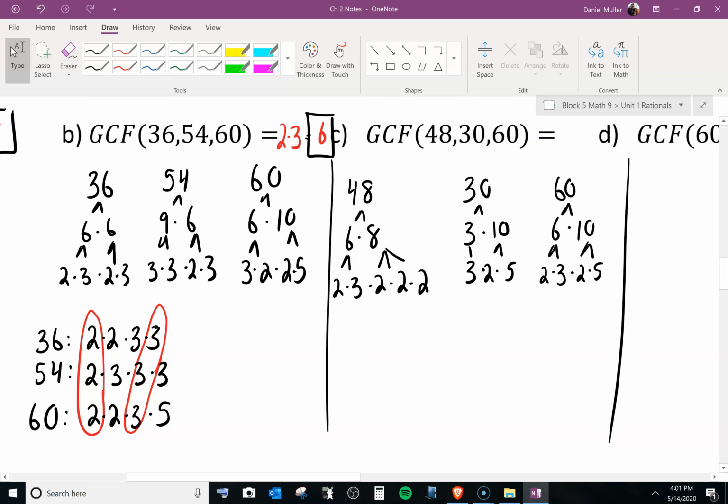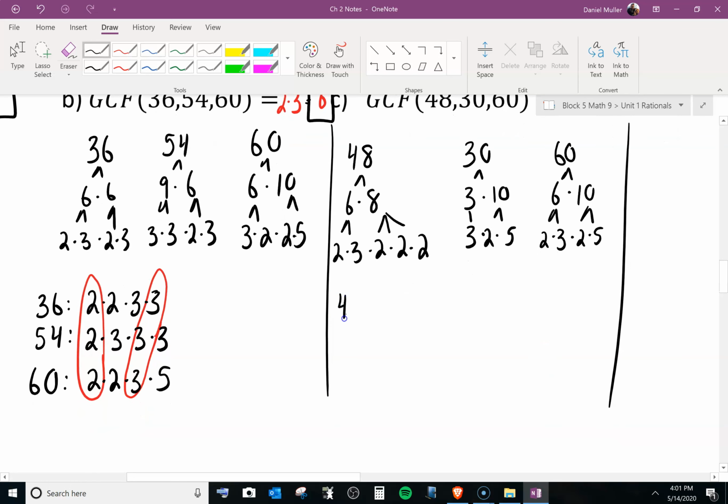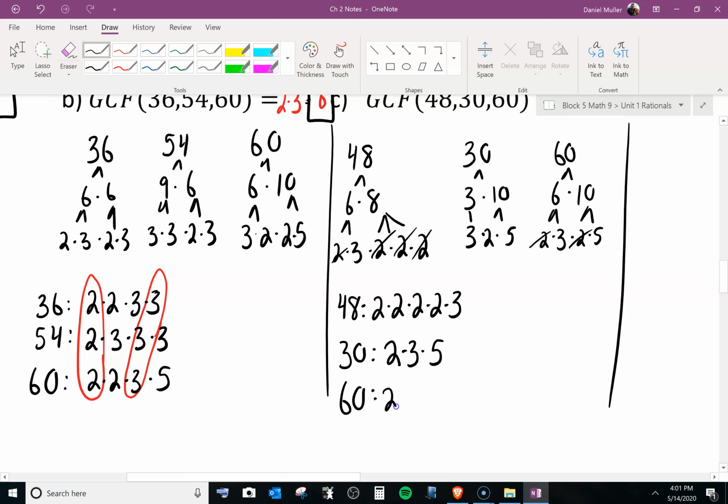So I should probably write these down in a row. 48. Now there's a lot of 2's here. So there's 1, 2, 3, 4. So there's 4 2's and then a 3. 30. There's 1 2, 1 3, and 1 5. 60 is 2 2's, a 3, and a 5.